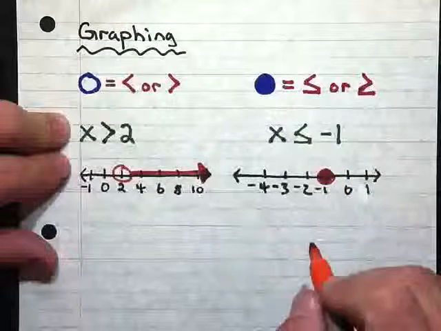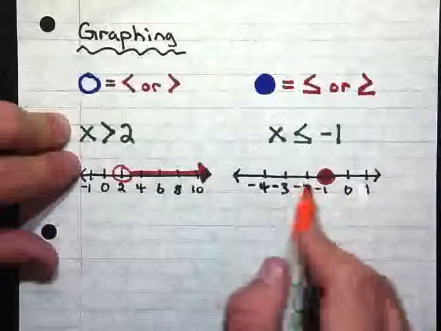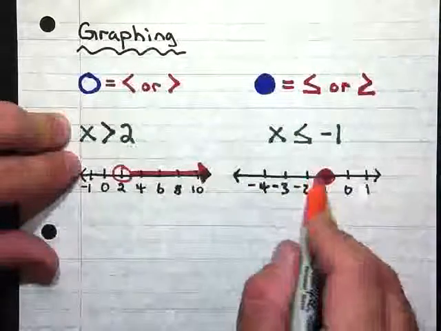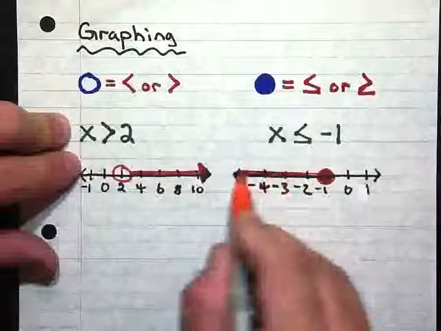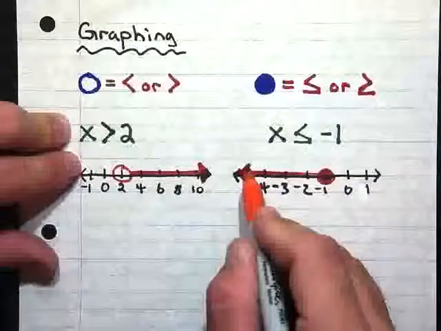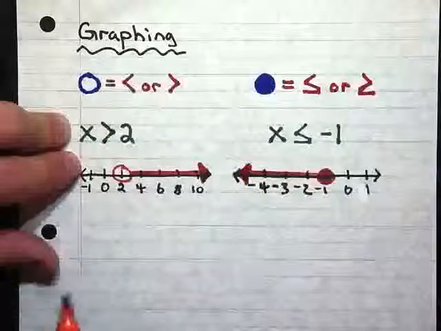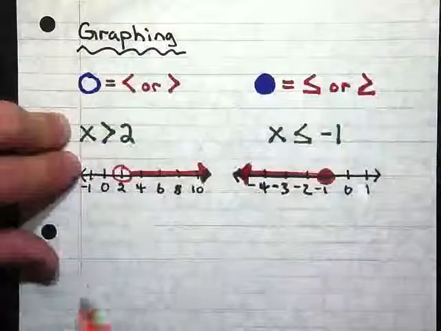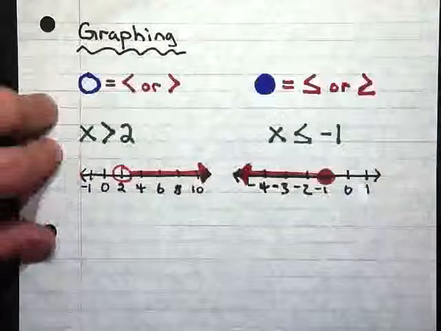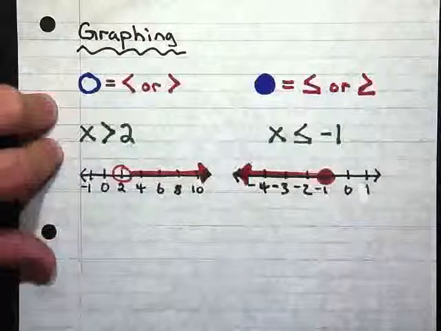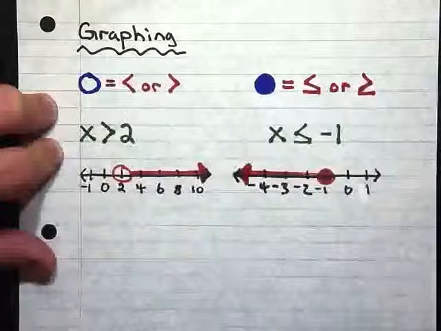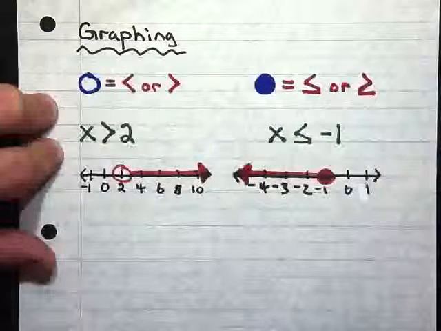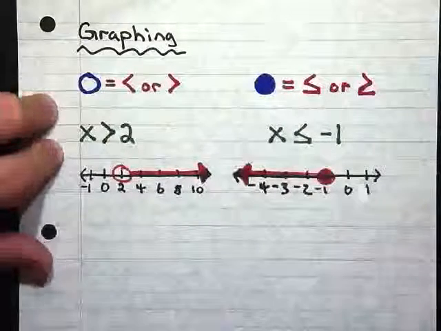And we want all the values of x that are less than that. So -4 is less than -1. So we're going to go all the way to the left here, and we graph our solution to the inequality. All right. And this is graphing in a nutshell. And we'll take a better look at this once we actually get into solving inequalities.